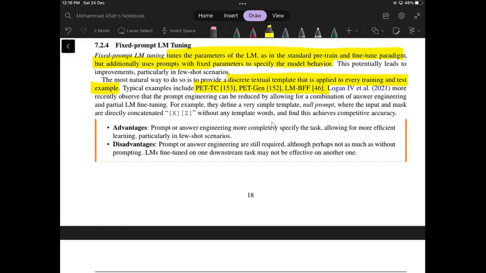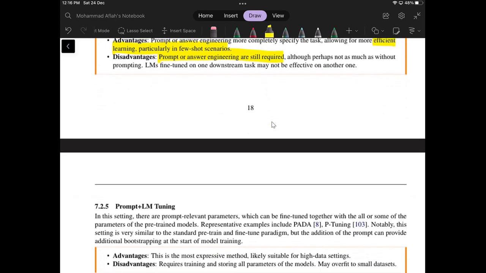Advantages: prompt or answer engineering more completely specify the task, allowing for more efficient learning, particularly in the case of few-shot scenarios. Disadvantages: prompt or answer engineering are still required, which is again expensive and difficult, although perhaps not as much as without prompting. Language models fine-tuned on one downstream task may not be effective on another one. So again, these are some of the disadvantages.